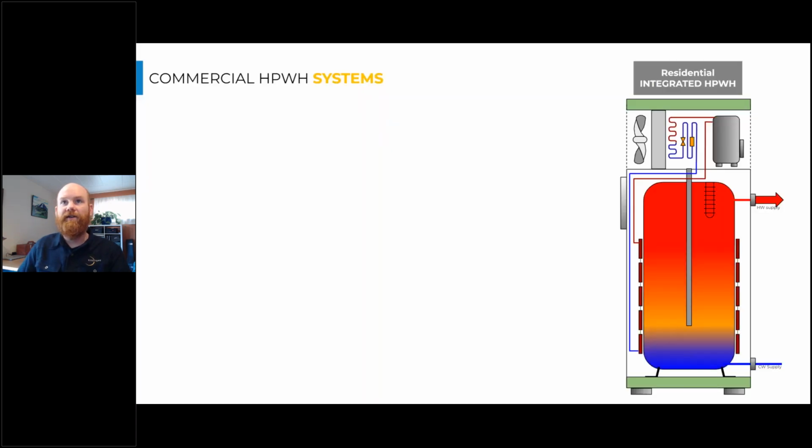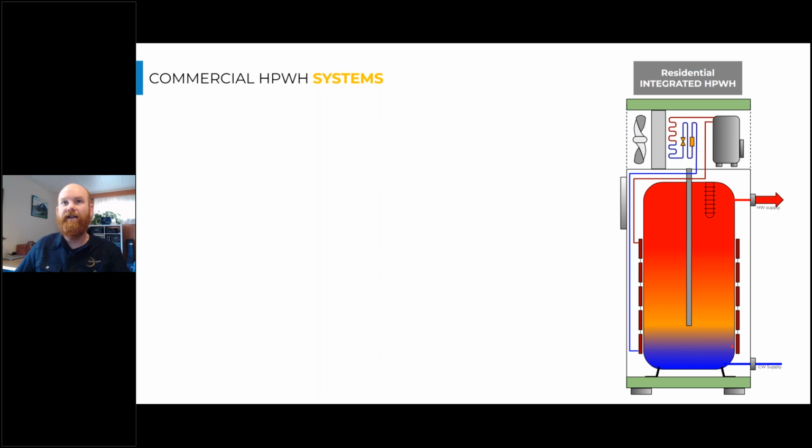So looking at this unitary product, we have a residential integrated or unitary heat pump water heater shown on the screen. We can see that there's a heat pump on top, and we have some components with that heat pump to move the heat from air into water. And so we typically have a fan on an evaporator, a compressor, and a handful of other components to do that. Then we have this hot refrigerant, and we need to transfer that heat from the hot refrigerant into water. So there might be another heat exchanger, a condenser wrapped around this tank.